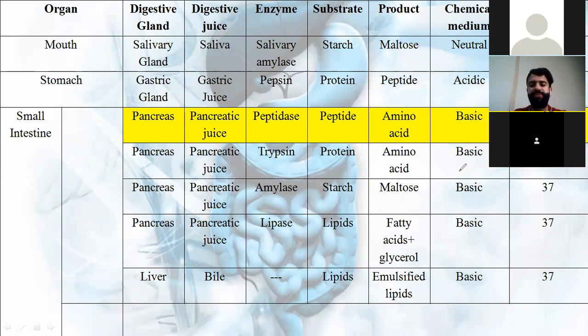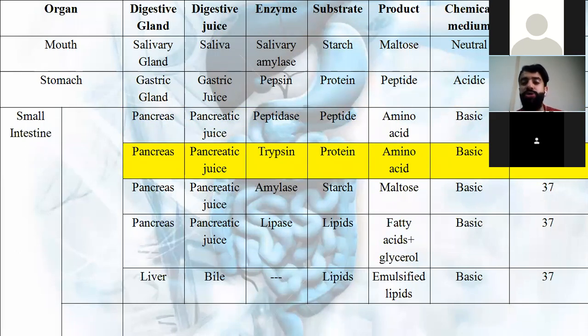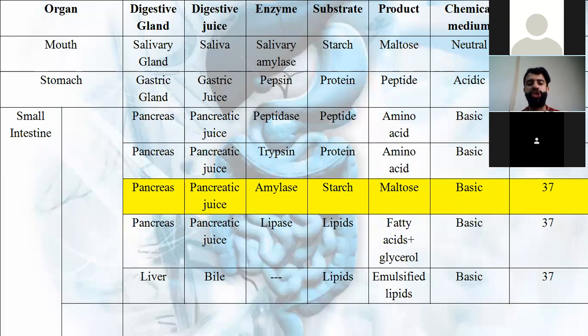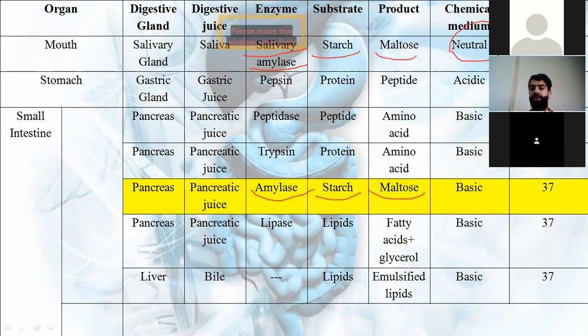Moving now to the pancreas, the second enzyme. In the pancreas, we have the enzyme trypsin that works on protein to give amino acid. The basic medium means that pH is greater than 7, and the temperature is 37 degrees Celsius. Also in the pancreatic juice, we have the enzyme amylase. Pay attention, this amylase is similar to the salivary amylase, and they give the same product. But the salivary amylase is in neutral medium, pH equal to 7, while this one is basic, pH greater than 7.